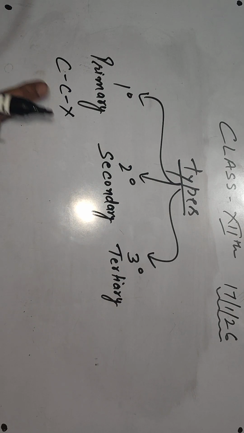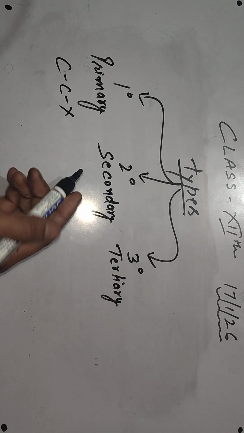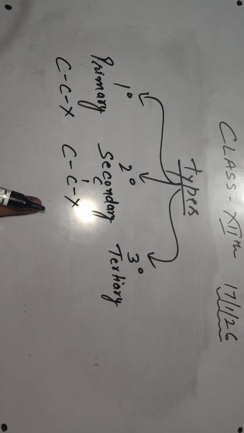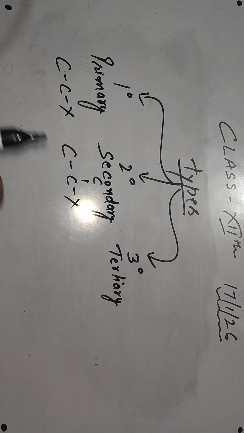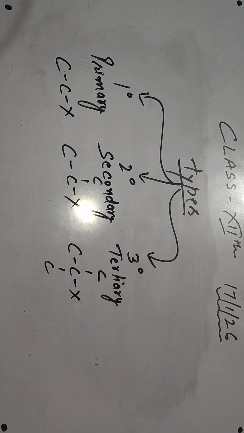This is 1 degree haloalkane. X is representing halogen connected to a carbon which is further directly connected to a single carbon. Such type of haloalkanes are considered as 1 degree haloalkane. Now if 1 degree is understood, secondary is very easy. This X is connected to the carbon which is further directly connected to 2 carbons. So this is 2 degree haloalkane. Similarly, 3 degree: X is connected to the carbon which is further connected to 3 carbons directly is 3 degree haloalkane.